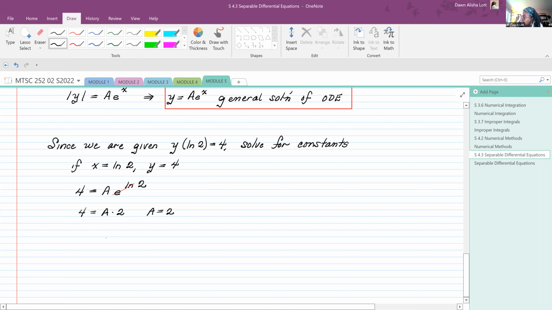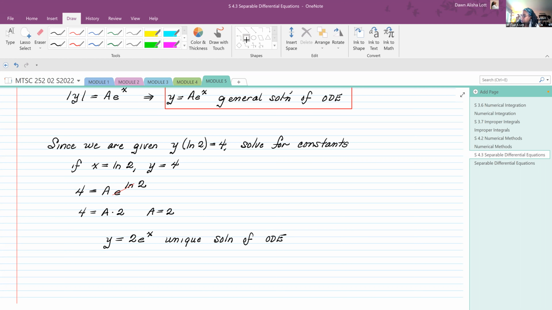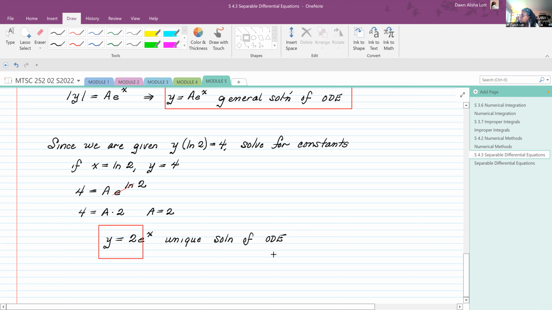So now I have y is equal to 2e to the x. And this happens to be the unique solution of the ODE that corresponds to the initial condition. Okay, any questions?